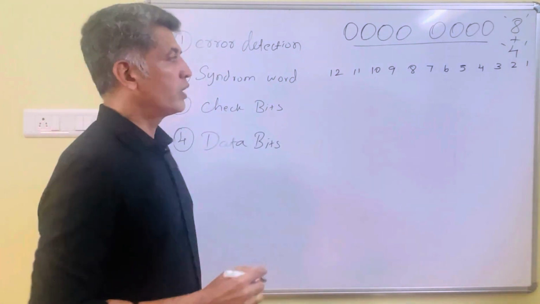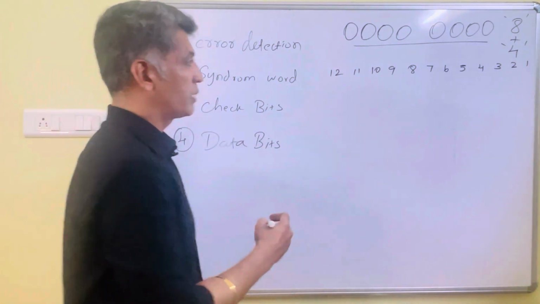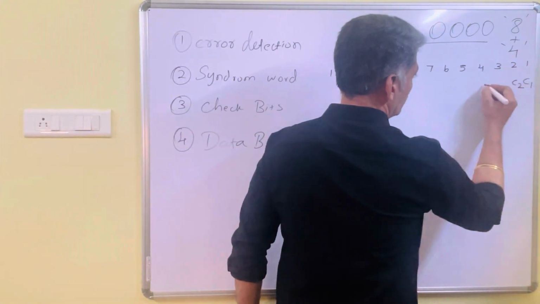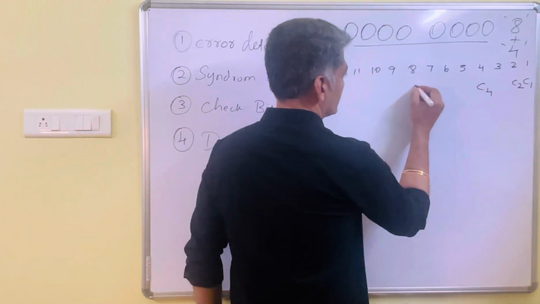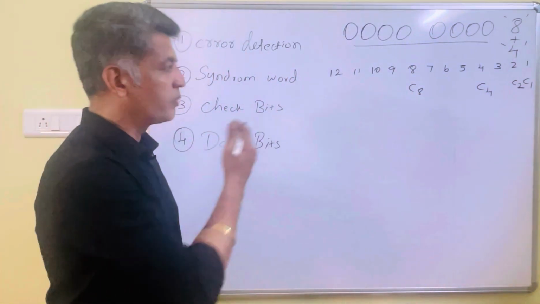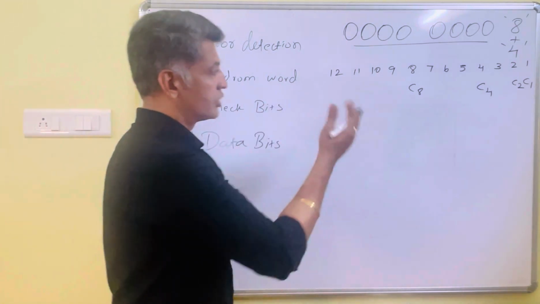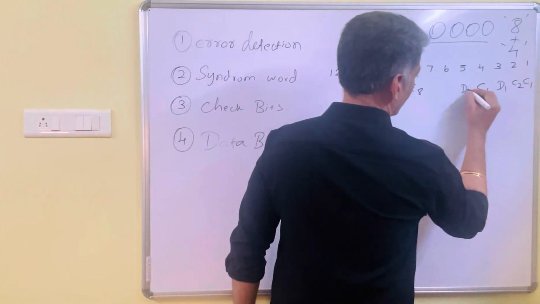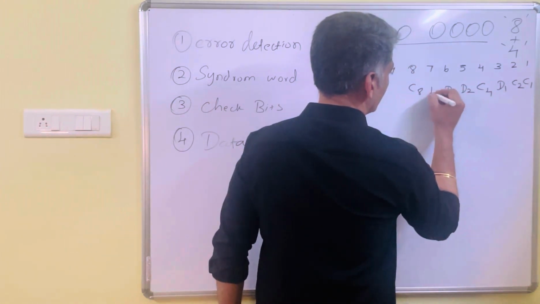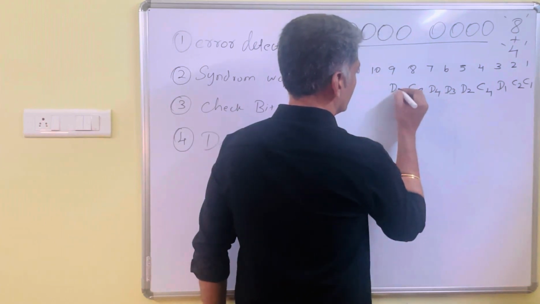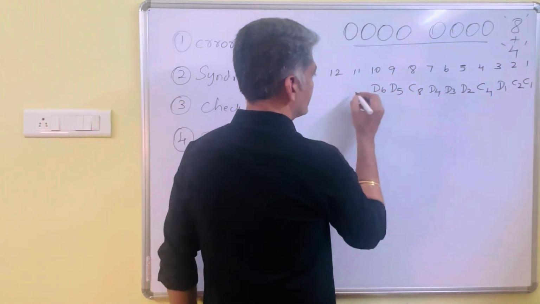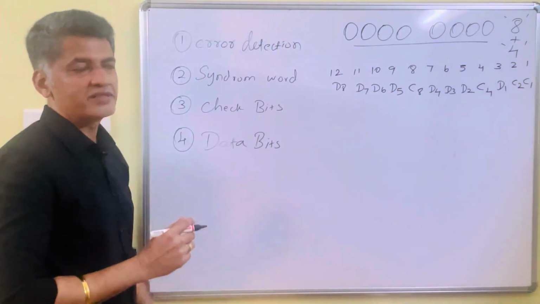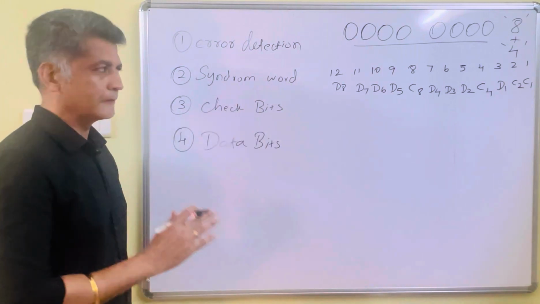In the previous video I said how to place the check bits. Here check bit position 1, check bit position 2, check bit position 4 and check bit position 8. This is how you need to place the check bits in the 12 bits. The data bits you place in the remaining positions: data bit 1, data bit 2, data bit 3, data bit 4, data bit 5, data bit 6, data bit 7 and data bit 8. This is how you place the data bits along with the check bits.